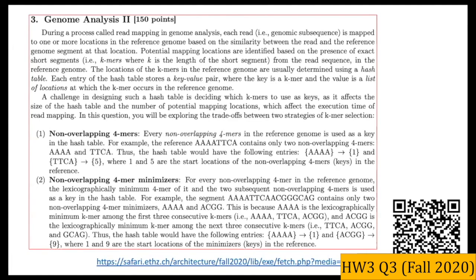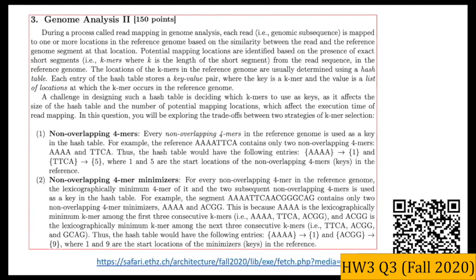So the question states that during a process called read mapping in genome analysis, each read, which is basically a subsequence of the entire DNA, is mapped to one or more locations in the reference genome based on the similarity between the read and the reference genome segment at that location. Think of the read as just a genomic subsequence. So basically, we try to infer the potential location of this extracted read in comparison to the entire reference genome, or the reference sequence.